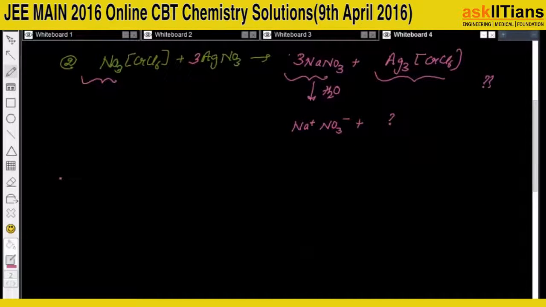Now to move to the third example, the third option that we have is Cr, then you have H2O 6Cl3, and we are going to react it with AgNO3.